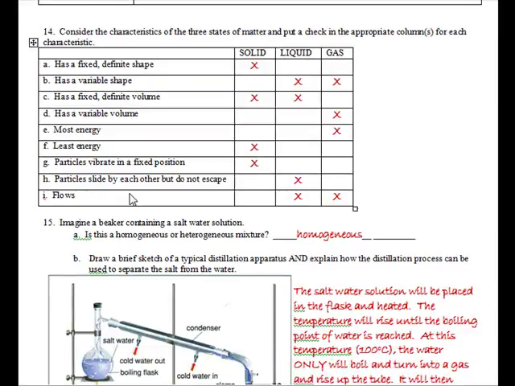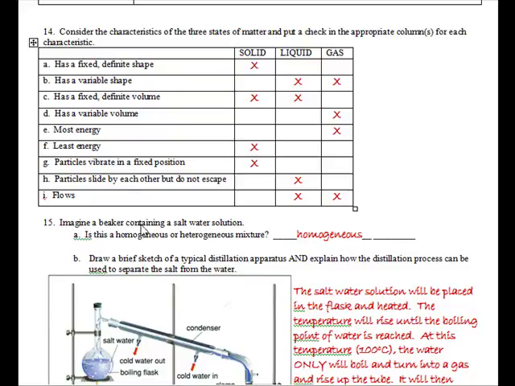Alright, so H. Particles slide by each other but don't escape. In liquids, they're sliding by each other. When they escape, they turn into a gas. So if they've escaped already, then we'd call them a gas. They're just zipping around, banging into each other randomly. But when they slide by each other, they're definitely a liquid. And flows, gases and liquids both flow. Both gases and liquids flow.